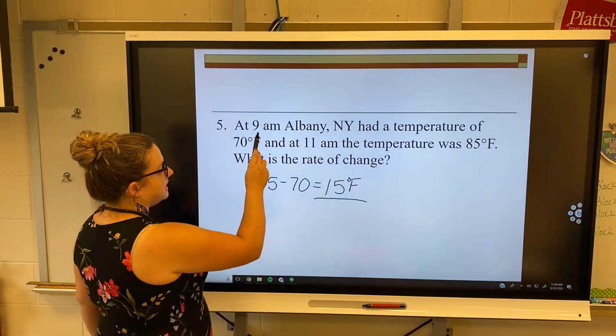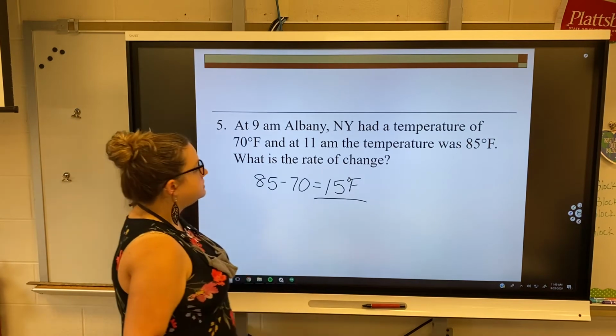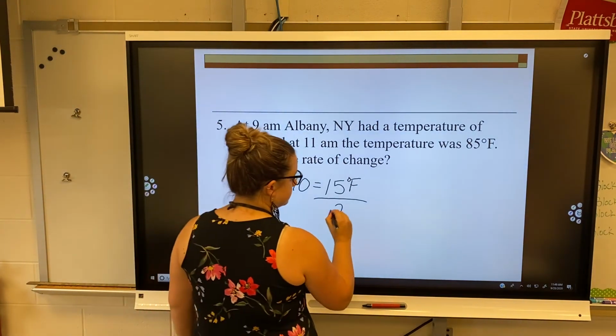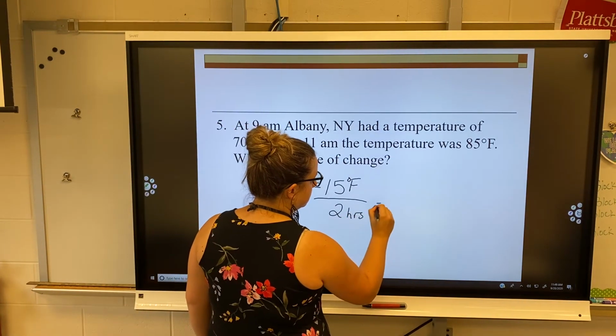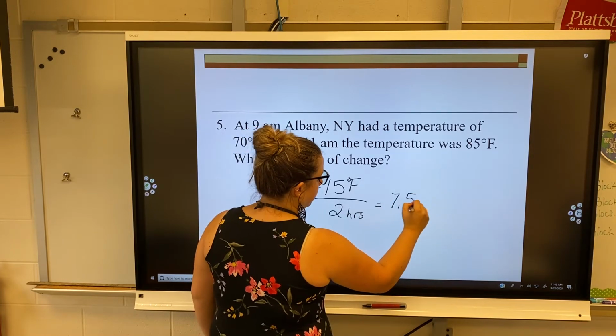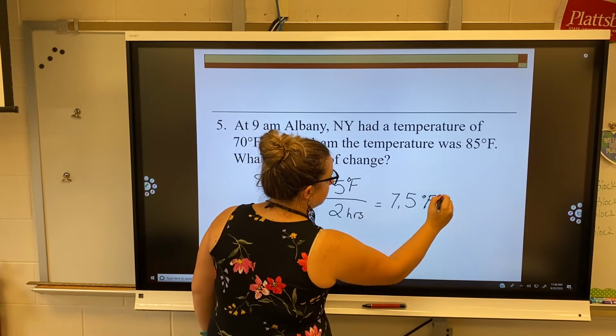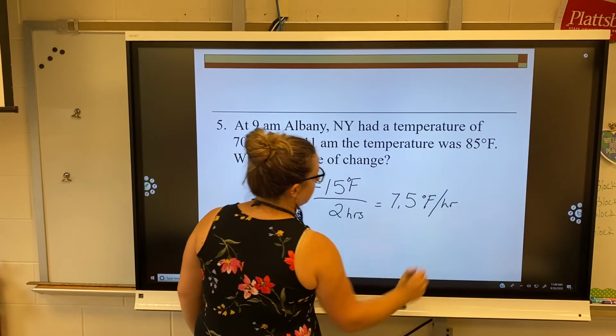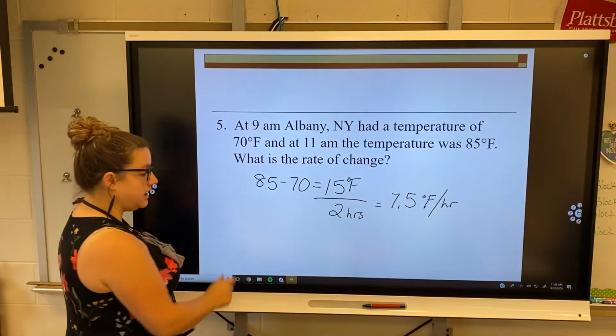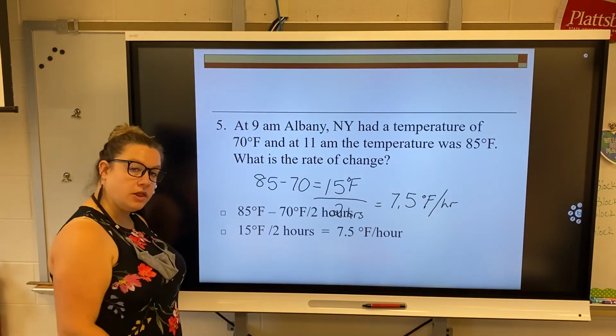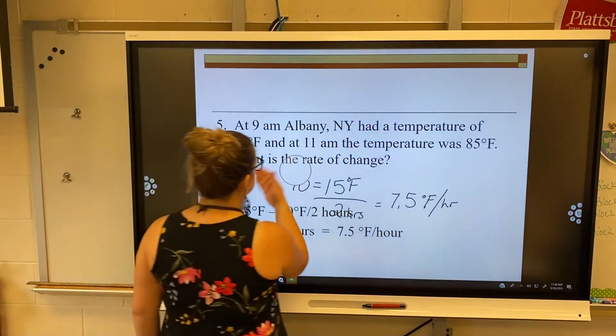So it went from 9 a.m. to 11 a.m. So that was 2 hours. It should be 7.5 degrees Fahrenheit per hour. Did I do it right? It looks like I did. Good job.